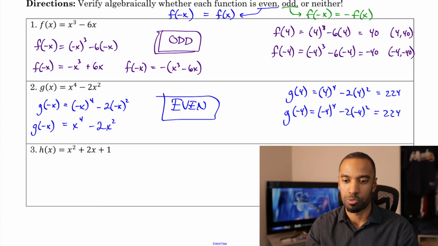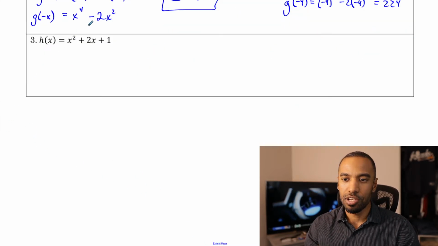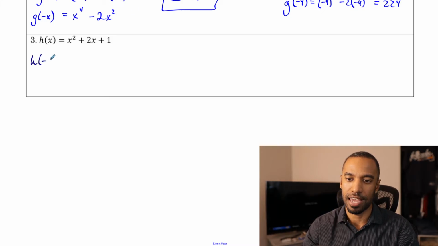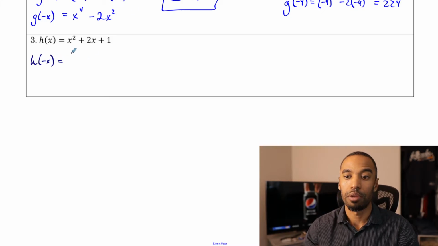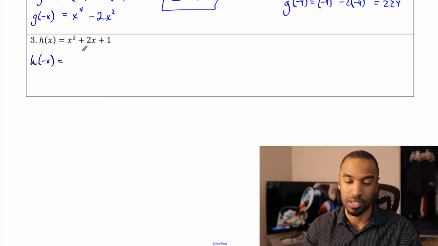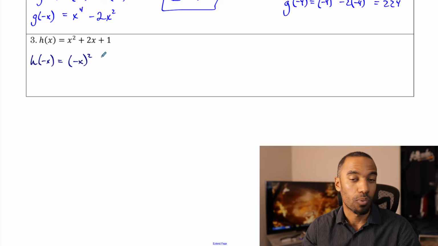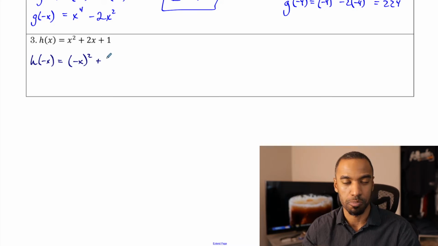Not that you're supposed to be graphing these. They want you to solve it out algebraically. Number 3, h of x equals x squared plus 2x plus 1. Let's attempt h of negative x and see what goes on here. And by the way, I have 7 more problems after this. I hope you know that. I'm flipping over this page after that. If you get it after this, great. There are other kinds of problems that occur that aren't just polynomials.